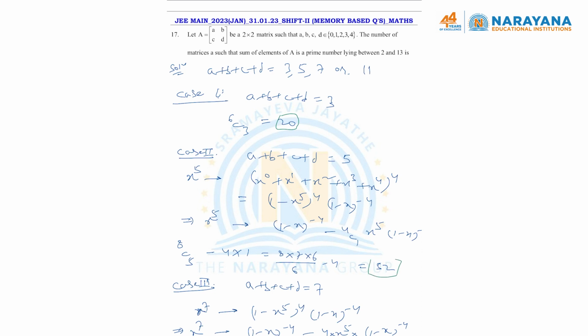So here we get 20, here we get 52, here we get 80. One more case is left when their sum is 11. So case 4. So when a plus b plus c plus d equal to 11.